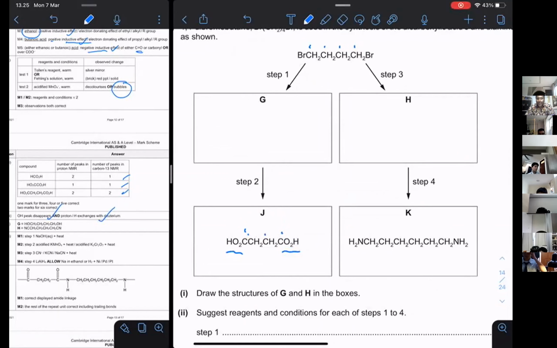So no problem. What you need to do is to change this halogenoalkane, the Br, into something that can be changed into a carboxylic acid. The only thing that I can think of is you change it into an alcohol.